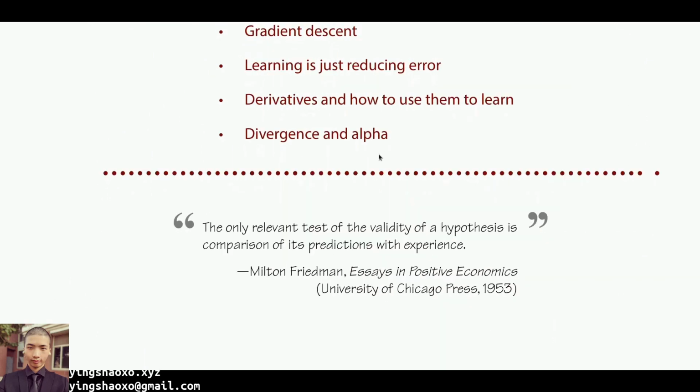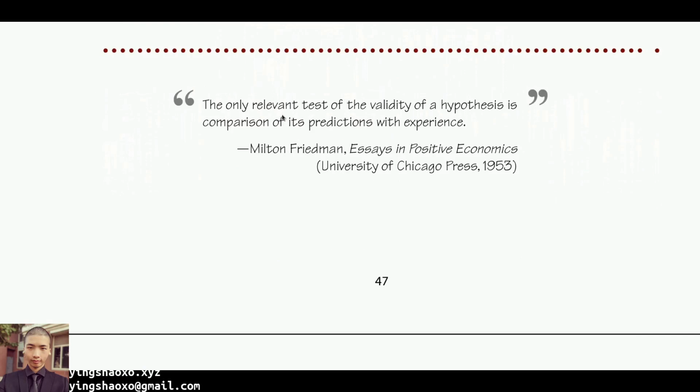Divergence and alpha. The only relevant test of the validity of a hypothesis is comparison of its predictions with experiments. The meaning of this sentence is the only way to test whether your assumption is right is to see if it's really happened in the real world.